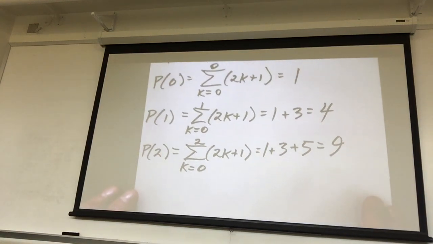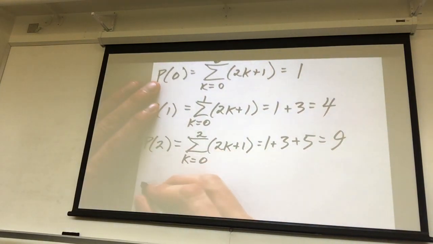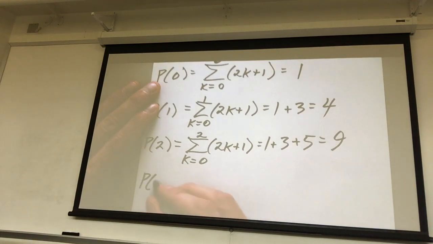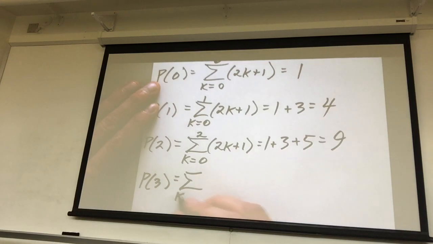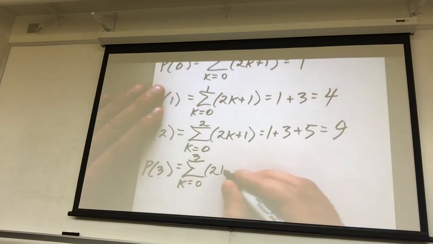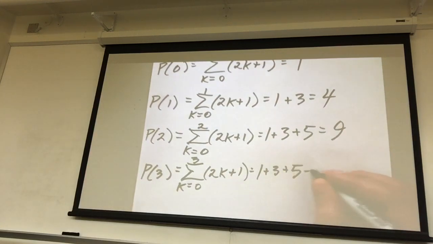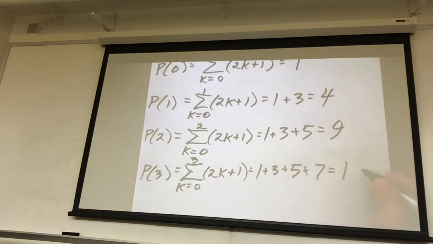Okay, so we did P of 0, P of 1, P of 2, and then we can say P of 3, which would equal the sum, now k, which equals 0 to 3 of 2k plus 1, would equal now 1 plus 3 plus 5 plus 7, which would then come out to be 16.